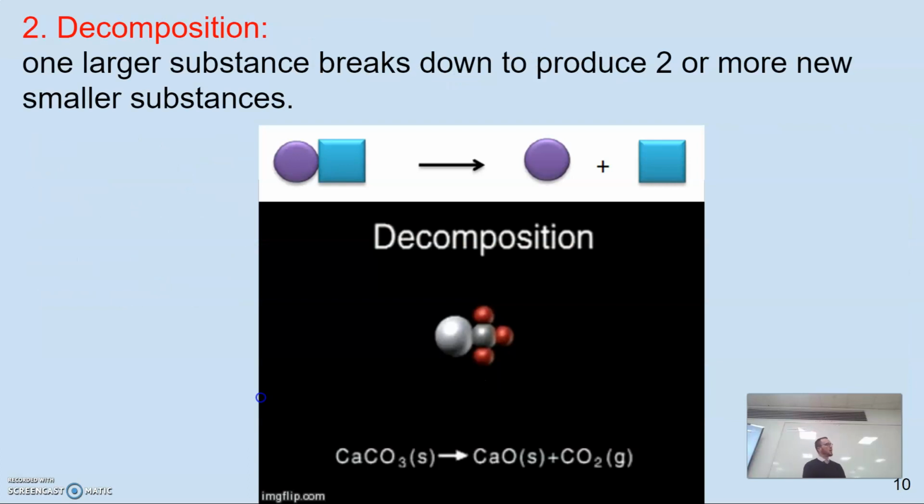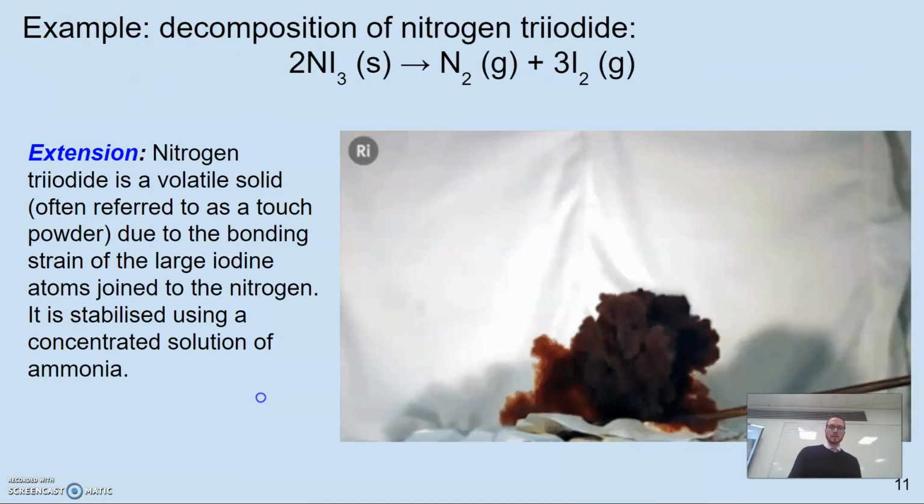Decomposition. So that's the opposite style of process to combination. We take one substance and break it down into smaller substances. Take the example of calcium carbonate. It breaks down into calcium oxide and carbon dioxide. So one substance going to many.